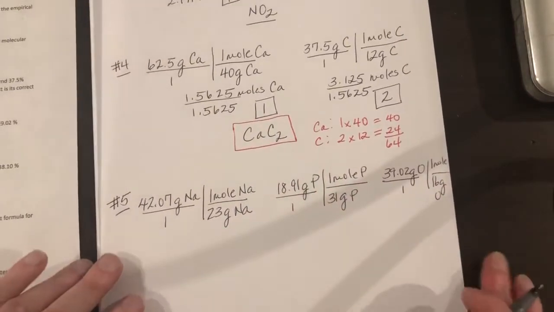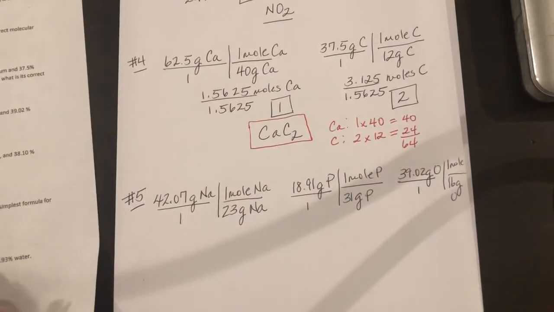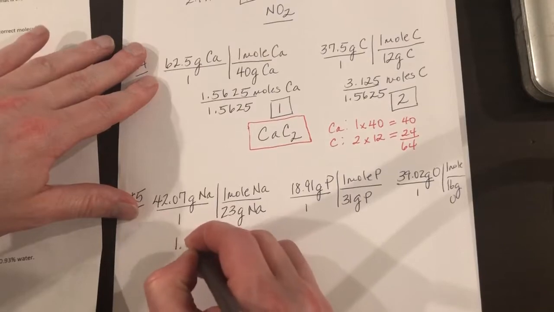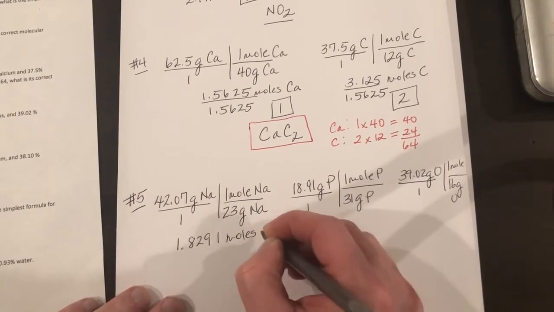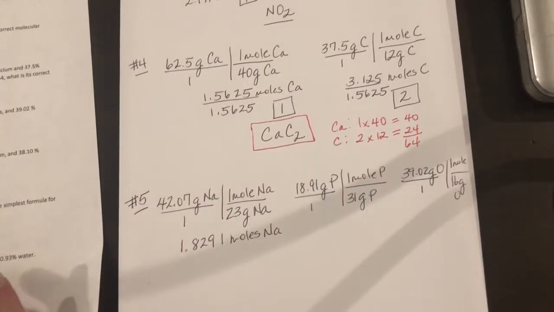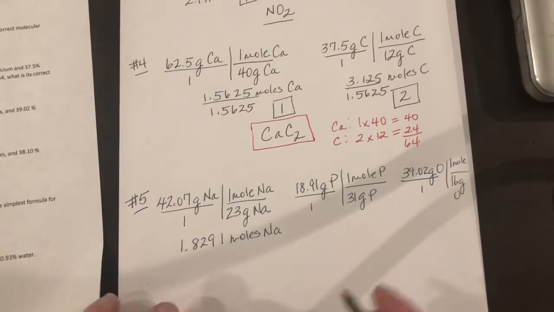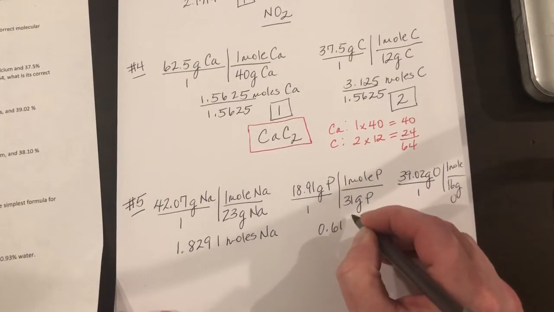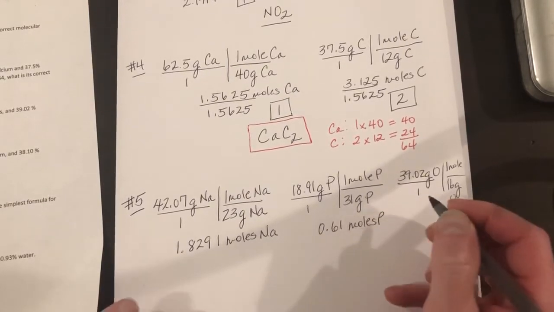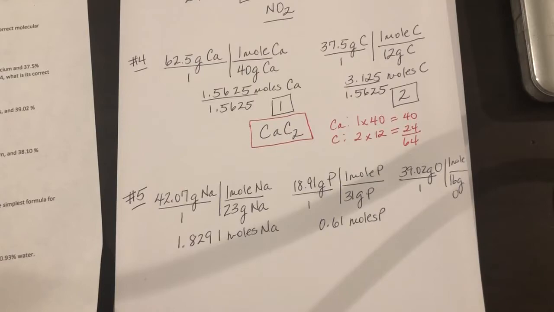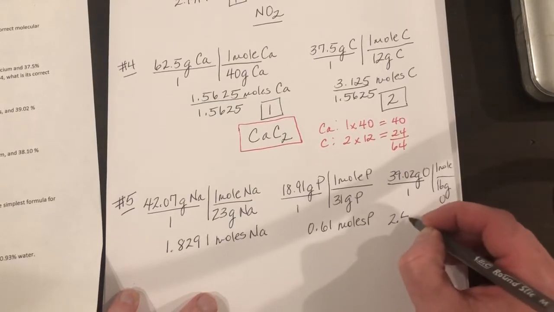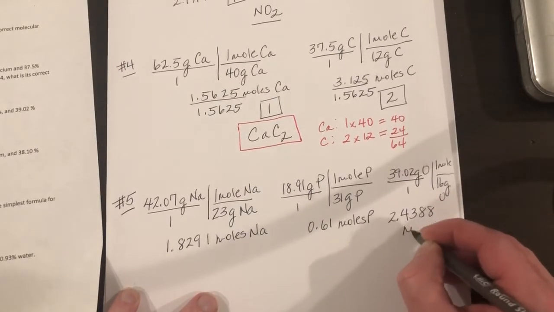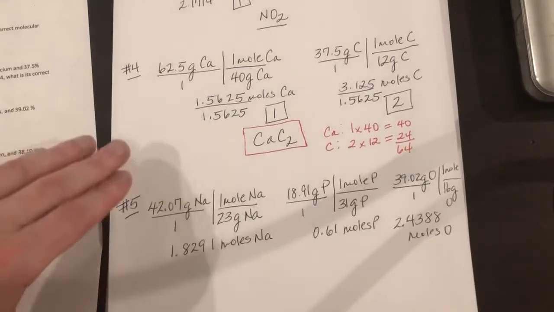So we're going to put those numbers in the calculator. 42.07 divided by 23 comes out to be 1.8291 moles of Na. Phosphorus, 18.91 divided by 31 is 0.61 exactly. And 39.02 divided by 16 is 2.4388 moles of oxygen. Now we're going to divide through by the smallest number.